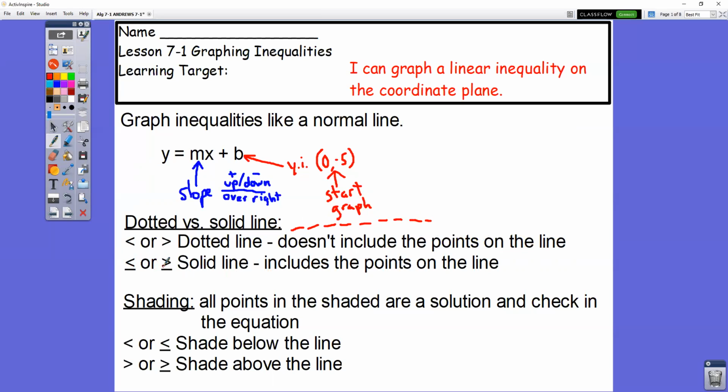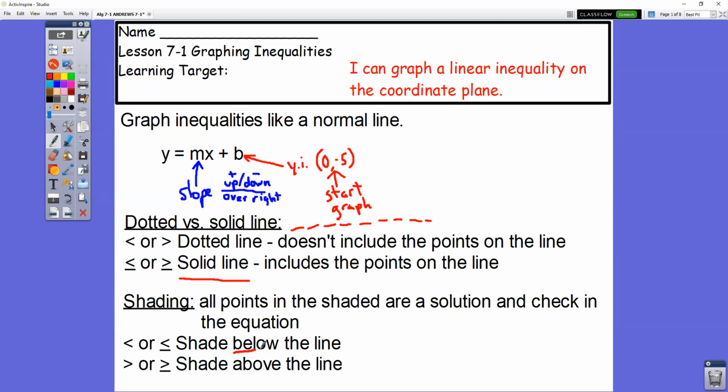Less than or equal to or greater than or equal to, you're going to use a solid line to connect the dots. And that does include the points that are on the line. That's going to be important later on in the chapter. Shading. You're not only going to have to decide whether you do a dotted versus solid line, but you're also going to have to shade.